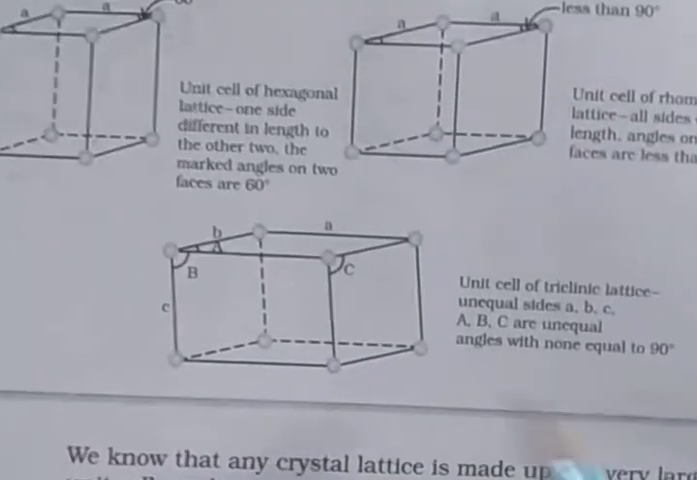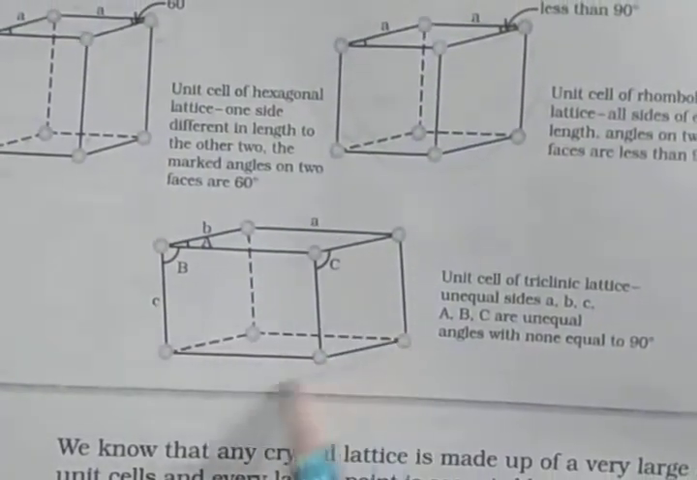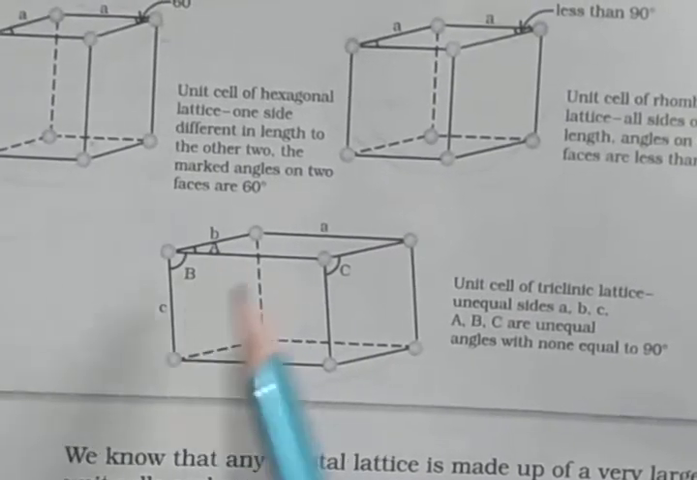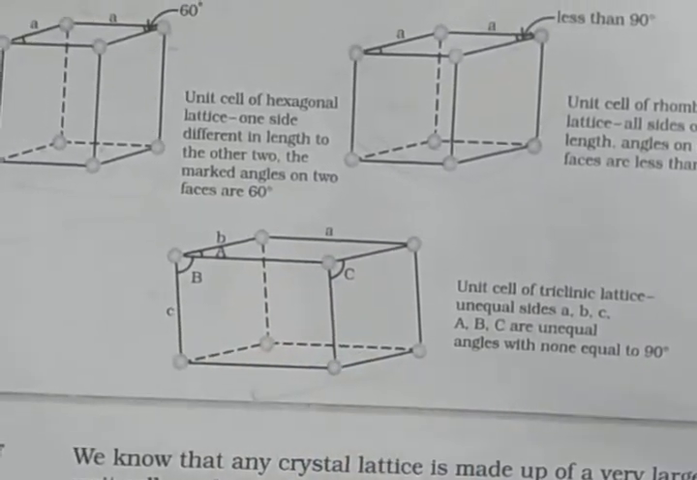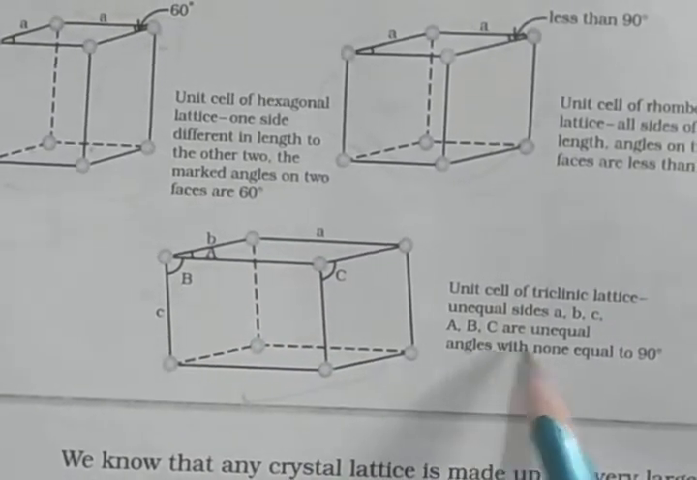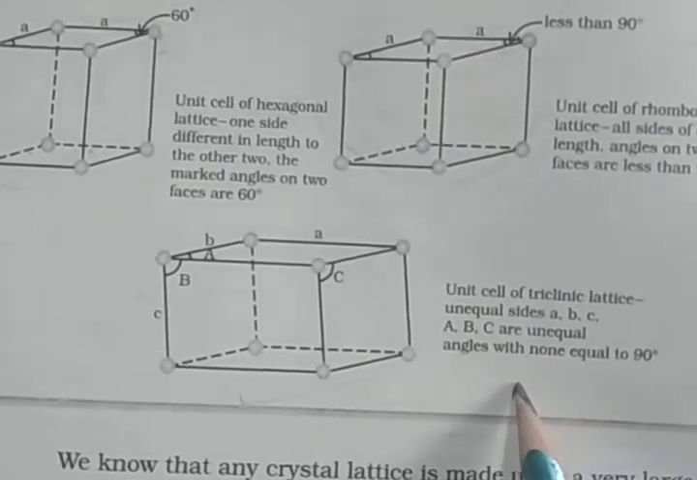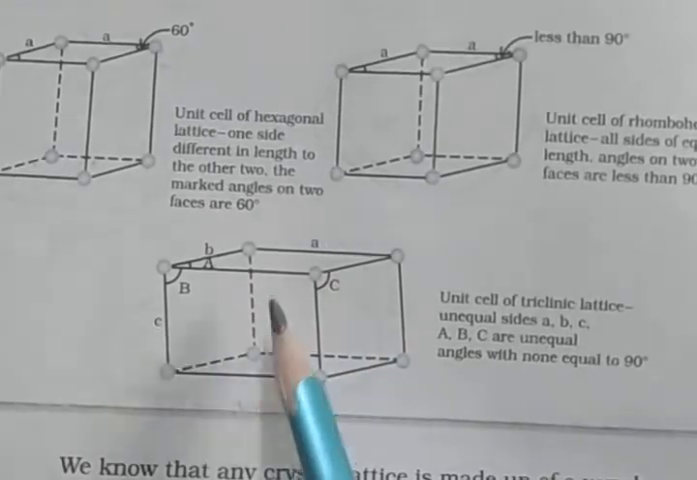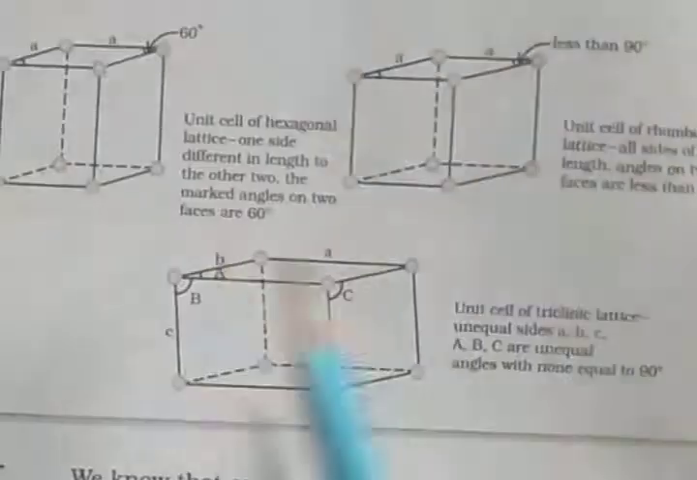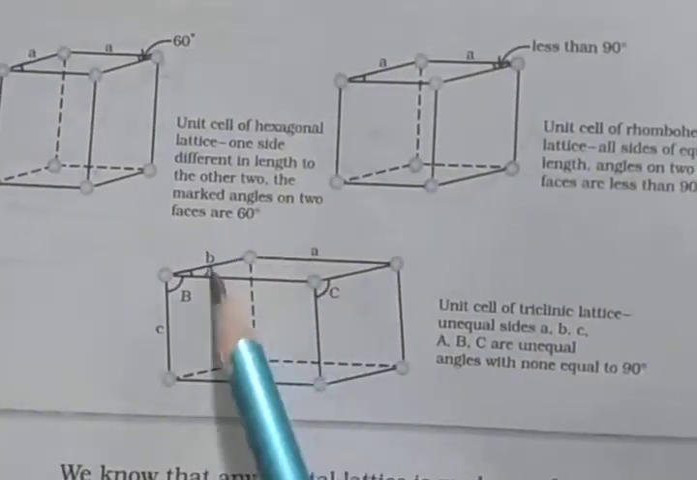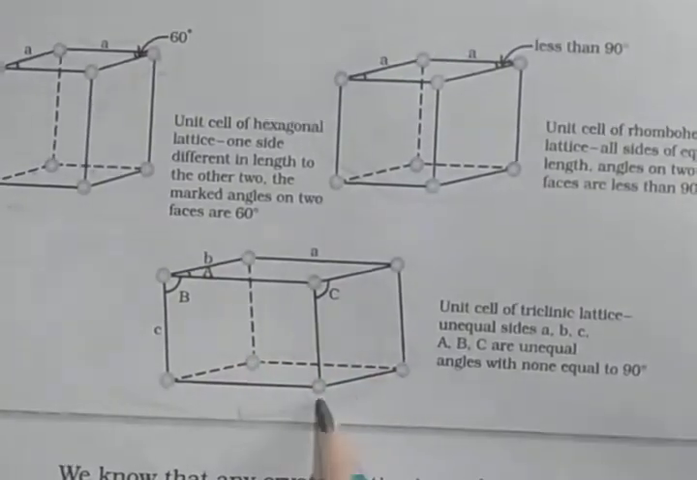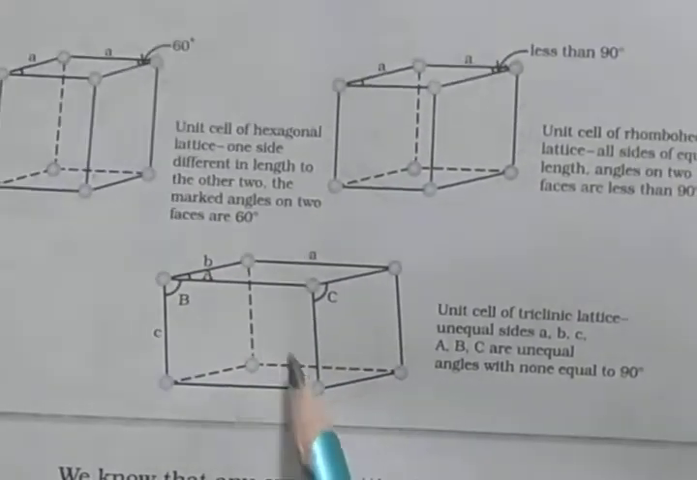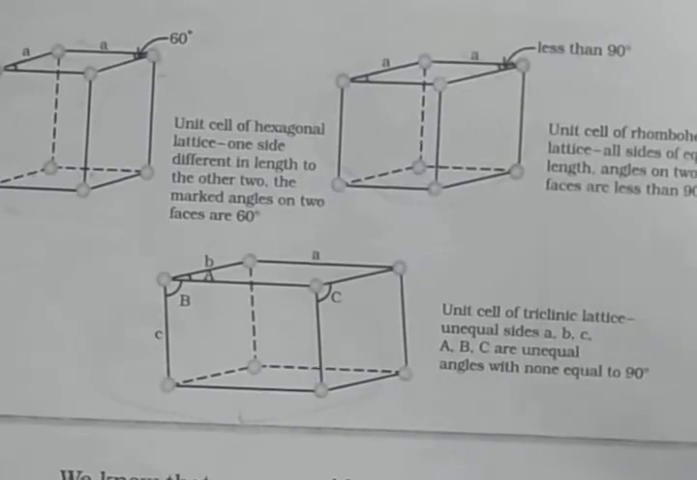So we have to see its structure. See, the unit cell of the triclinic lattice has sides A, B and C that are unequal, and angles not equal to 90 degrees. So this is the unit cell of the triclinic lattice, with unequal sides A, B and C, and all angles different and unequal to 90 degrees.